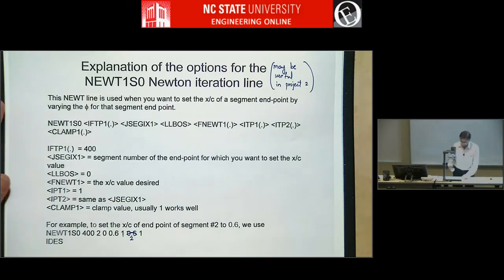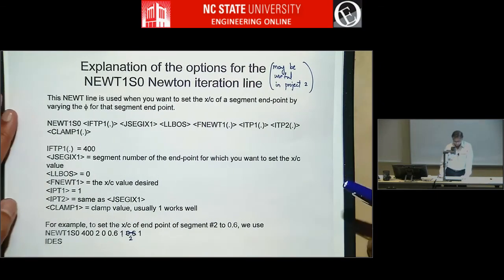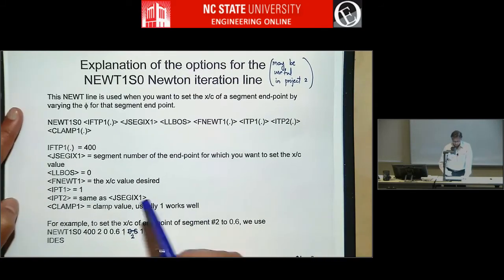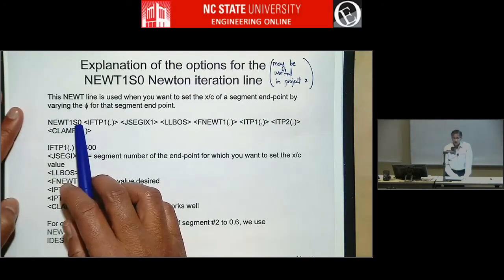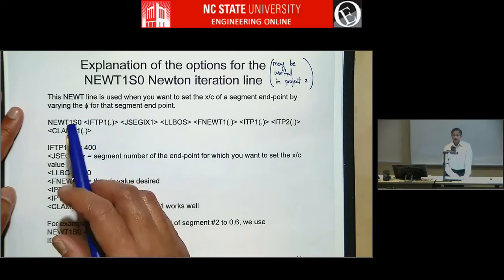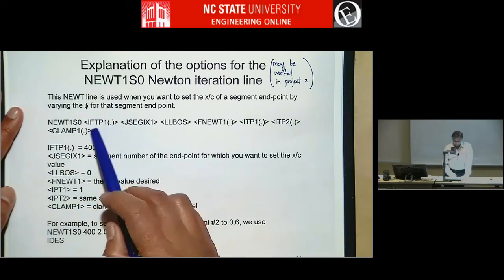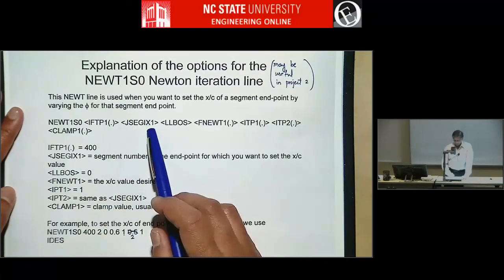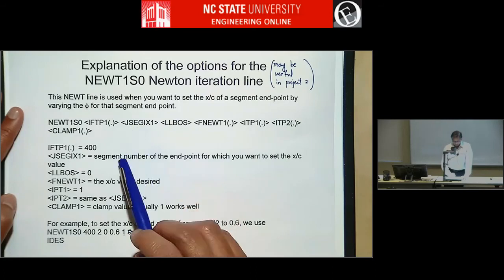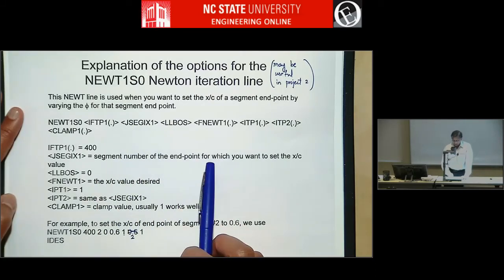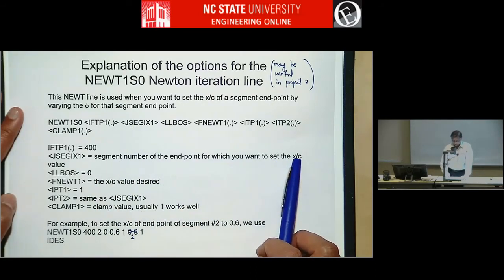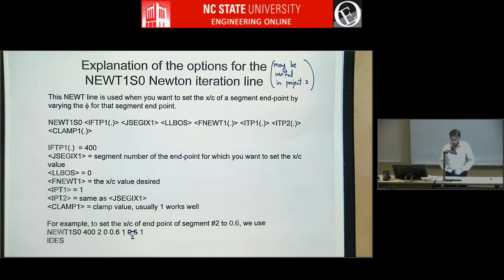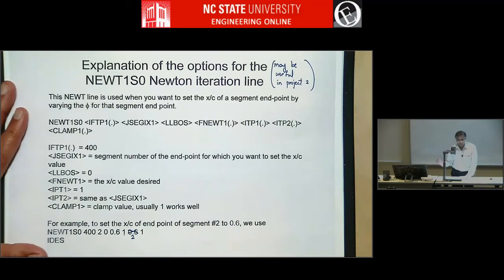So here's the syntax. It looks really complicated, right? But once you distill it down, it's not too bad. So Newt 1 S0 tells Profile, okay, I'm going to do this thing. IFTP1 has to be 400. Just don't worry about that, put 400 here. And JSEG IX1 is the segment number of the endpoint for which you want to set the X over C value. So let's say you're designing a 4-segment airfoil, and that's what I'm going to show the demo for.